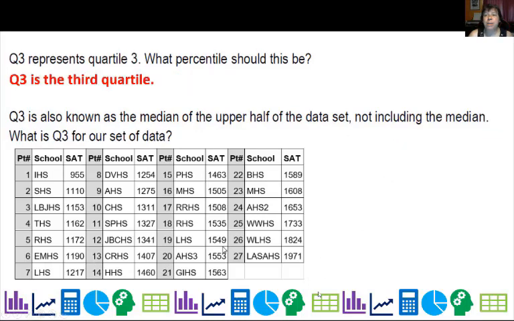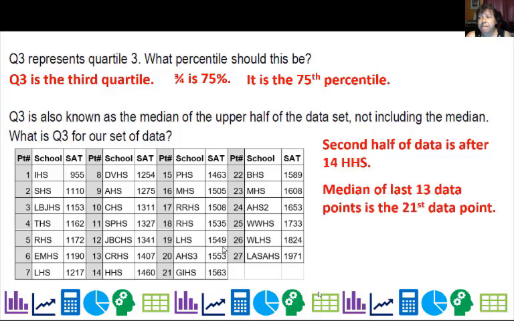Q3 is similar. It's the third quartile, and that is 3/4, which is 75%. So where's Q3? We're going to look at the top half of the data, which means above high school 14. So second half of data. The median of the last 13 data points is going to be this 21st data point right here. So Q3 is 0.21 with a value of 1563.